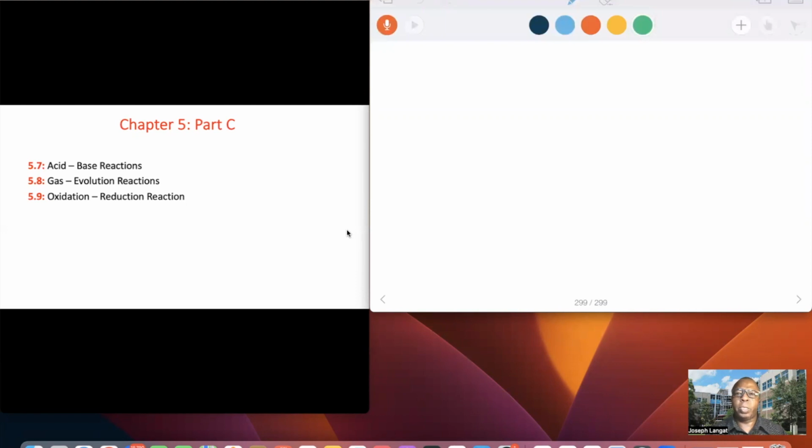Hello, welcome to part C of chapter 5. We're going to look at three sections in this part. 5.7 acid-base reaction, gas evolution reaction, and oxidation reaction, where electrons are transferred.